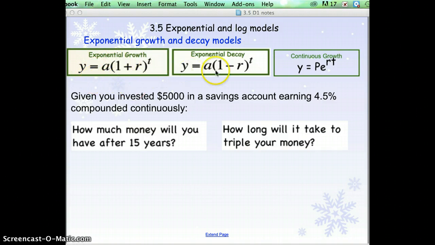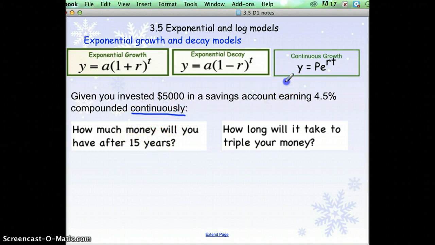We've got the exponential growth, exponential decay, and continuous growth models up here at the top. I'm also going to have some problems with half-life, which we'll do in a little bit. Okay, so the first problem is, given you invested $5,000 in a savings account earning 4.5% compounded continuously, that's the key word, continuously, how much money will you have after 15 years?